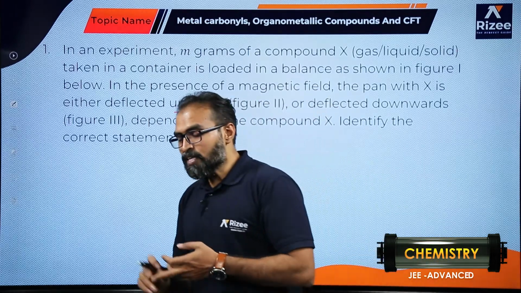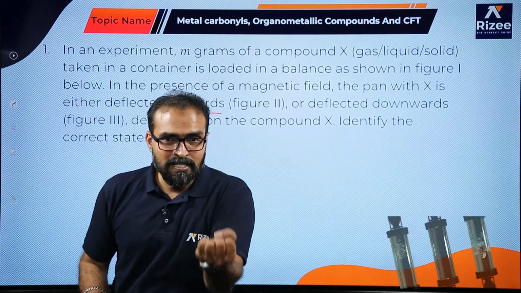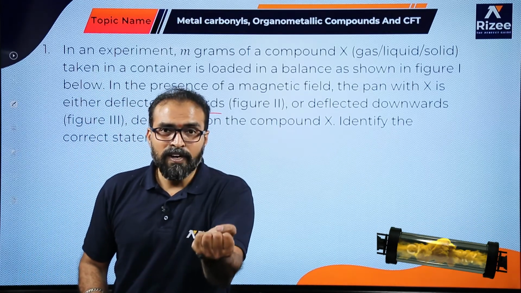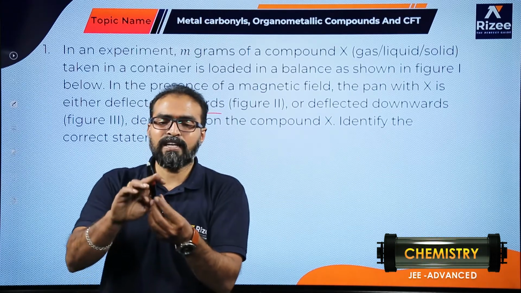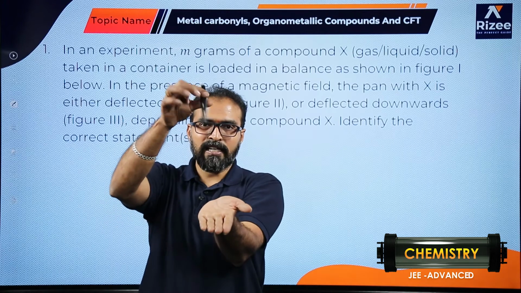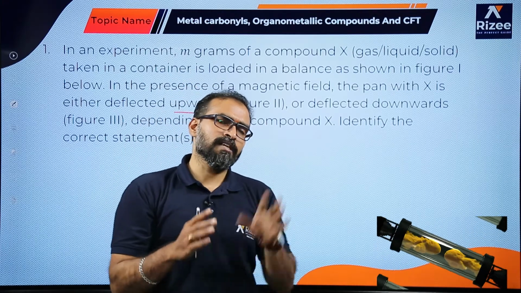Now we already know, if it is a paramagnetic compound, then what will happen? It will be attracted towards the magnetic field. If it is diamagnetic, it is repelled. For example, if a magnet is placed below and it is a diamagnet, then it will repel. Now we will see the compounds and come to a conclusion.